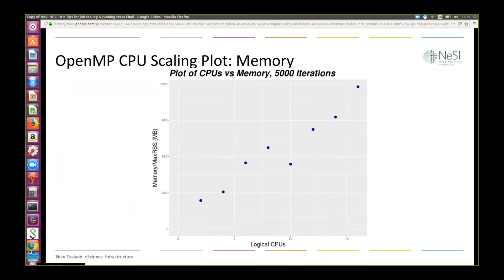And now taking a look at the plot of the memory versus the logical CPUs. Here we can see that unlike the memory versus the iterations, it does seem to scale linearly against the number of CPUs. So as we increase the CPUs, it seems to almost proportionally increase the amount of memory.